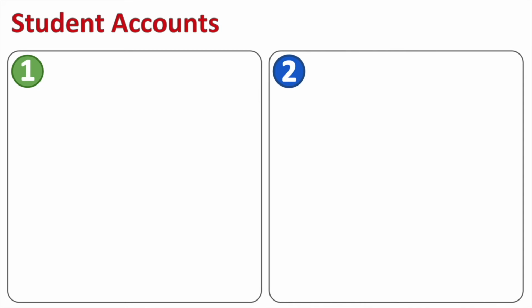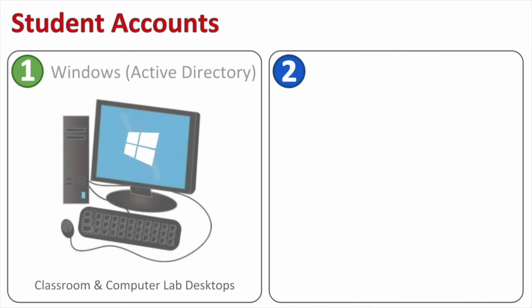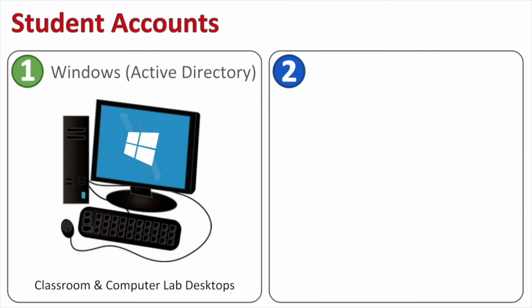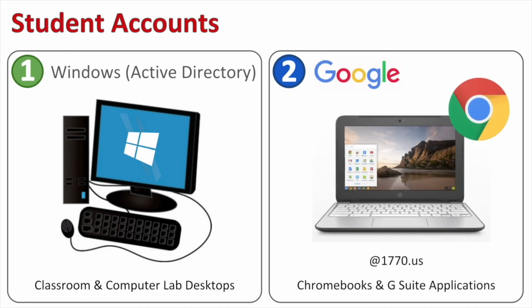Like teachers, students have two main computer accounts. The first is their Windows or Active Directory account, which is used to access classroom and computer lab desktops. They also have a Google account, referred to as the 1770 account, and can be used to sign into Chromebooks, the G Suite applications, or the Google Chrome web browser. The Student 1770 account can communicate with the teacher and staff BCPS accounts.